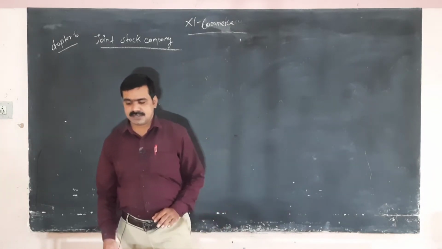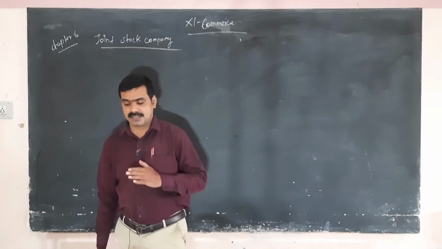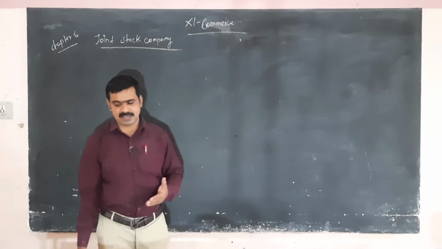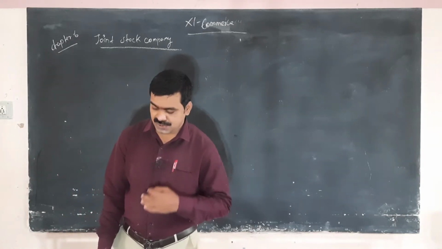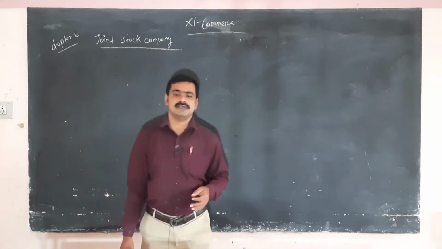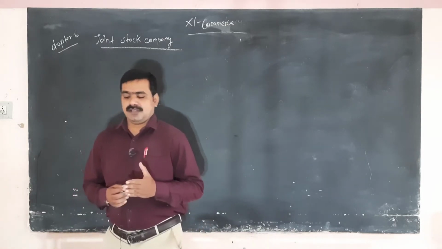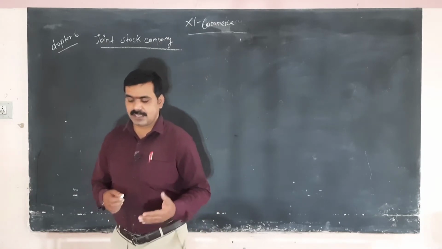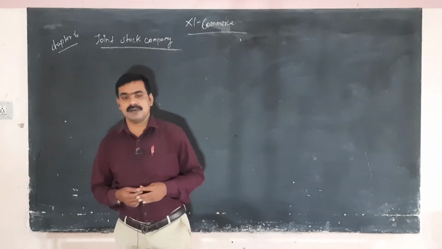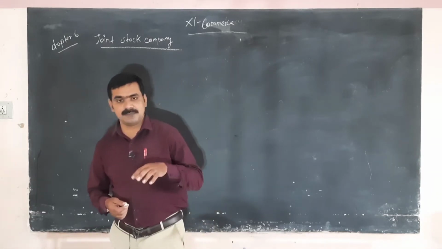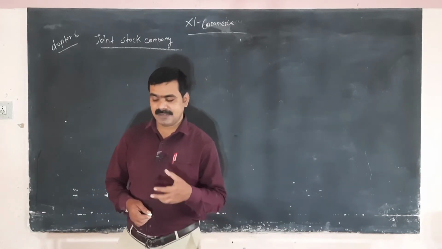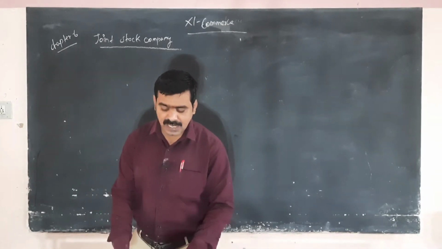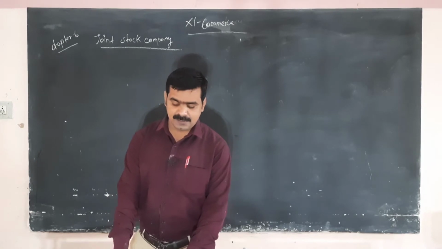Types of companies on the basis of incorporation: chartered companies, statutory companies, and associations of non-profit organizations. On the basis of membership: public and private. On the basis of liability of members: limited by shares, limited by guarantee, and unlimited liability.